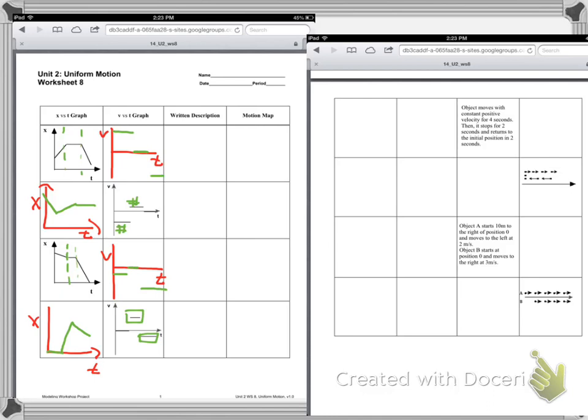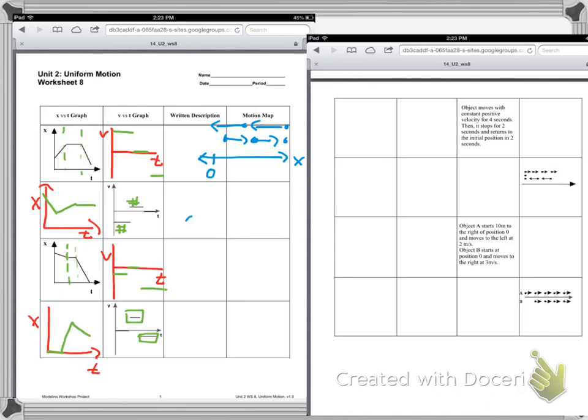For the motion map, remember, we'll always draw that number line, which represents position. This one starts in front of the origin, has a positive constant velocity, and then it rests, and then it has a greater negative constant velocity than it did positive velocity.